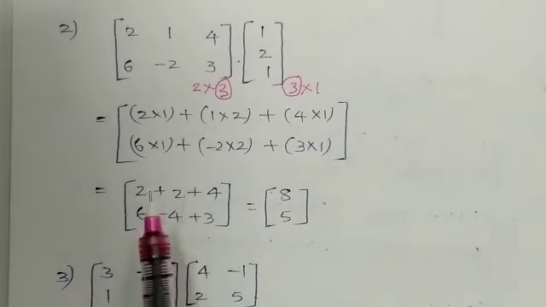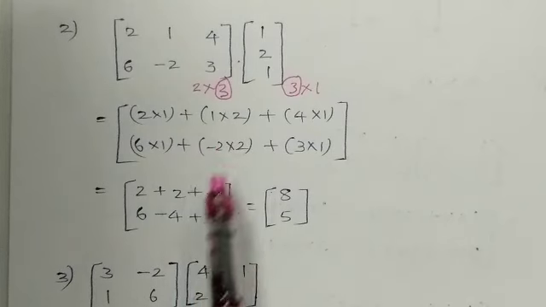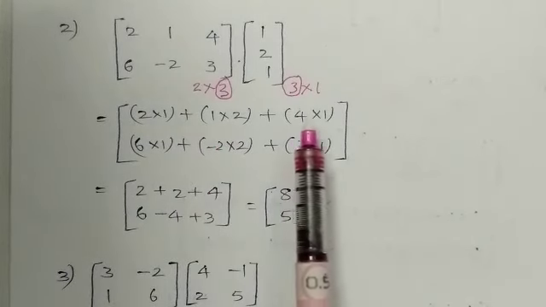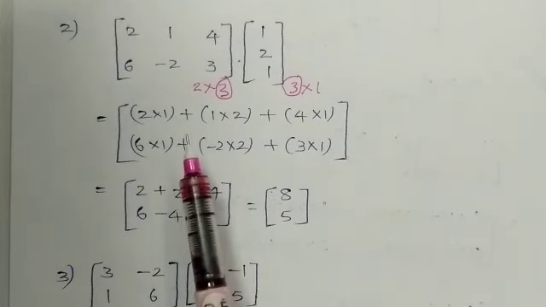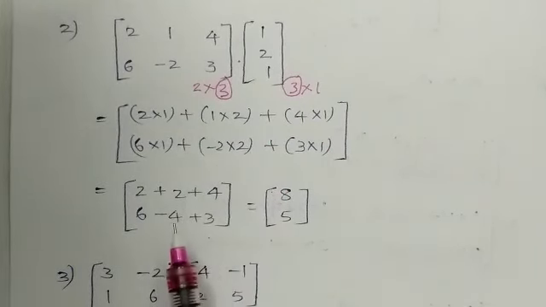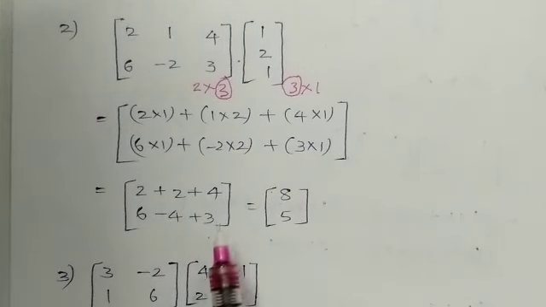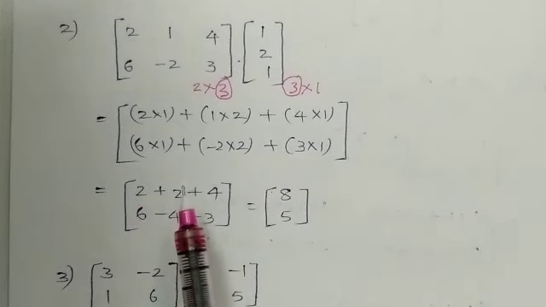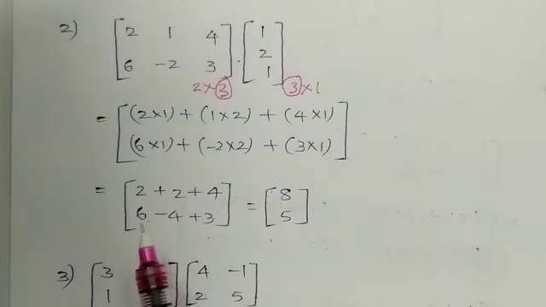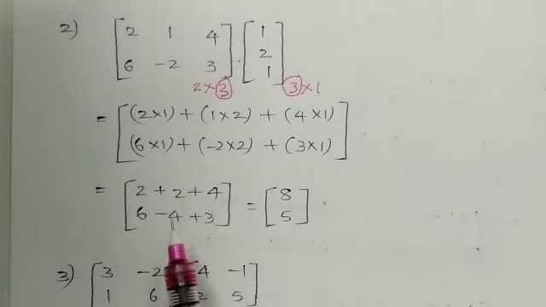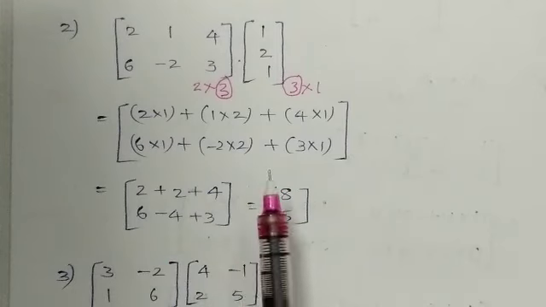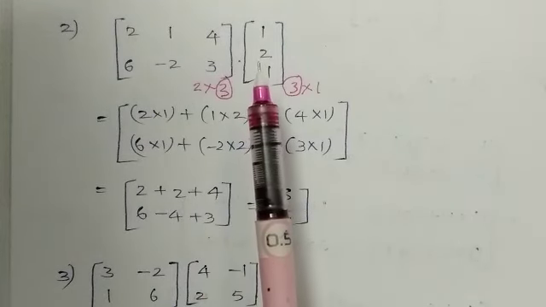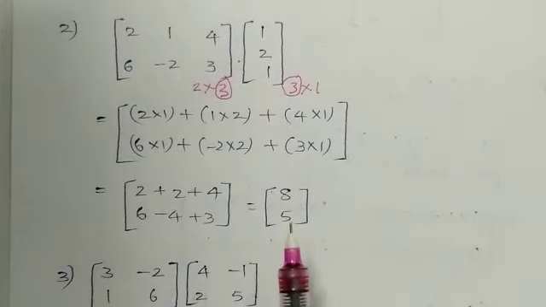Simplification. 2 ones 2, plus 1 into 2, 2, plus 4 into 1, 4. 6 ones 6, plus minus 2 into 4, minus 4, plus 3 ones 3. 2 plus 2, 4 plus 4, 8. 6 plus 3, 9, minus 4, 5. This is the resultant matrix. So these two are multiplied. After multiplication we got this answer.